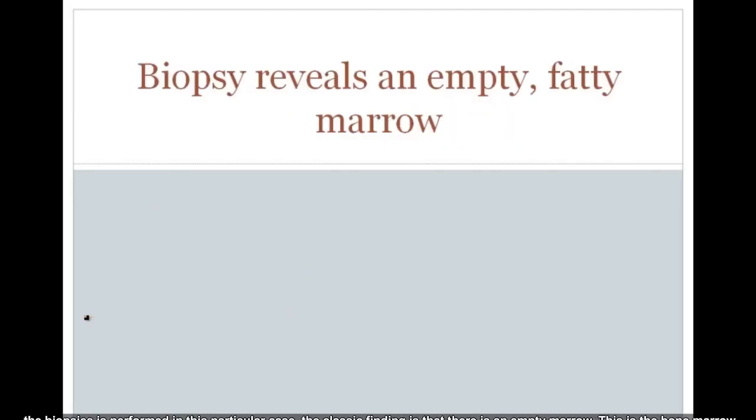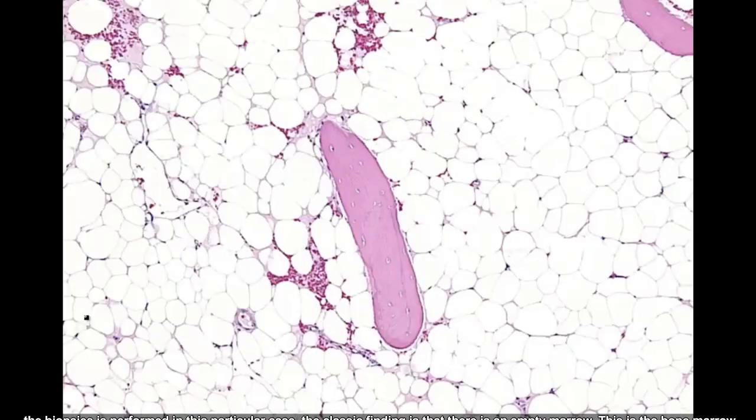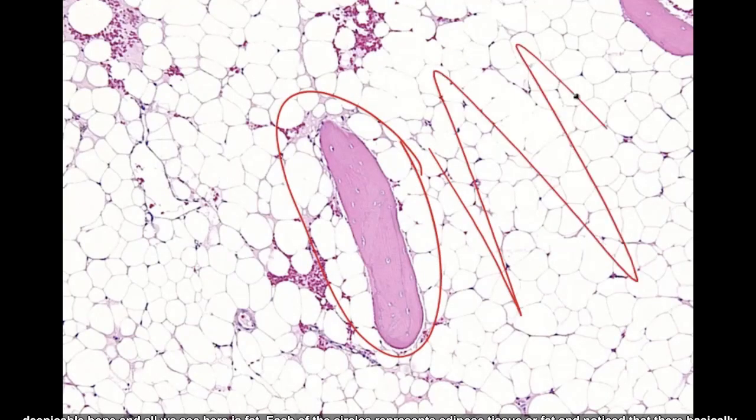When a biopsy is performed in this particular case, the classic finding is that there is an empty marrow. This is the bone marrow. Here's a spicule of bone. And all we see here is fat. Each of these circles represents adipose tissue or fat. And notice that there are basically no hematopoietic elements in this marrow space.